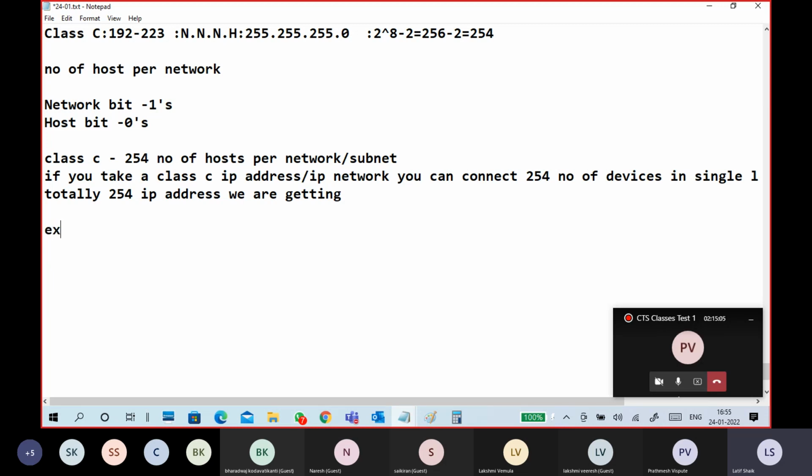So guys, here is one example. For example, I have a small network in my office with 50 computers. Now you are the administrator and I have 50 computers. I am asking, can you tell me which class of IP address is better? Anyone guess?